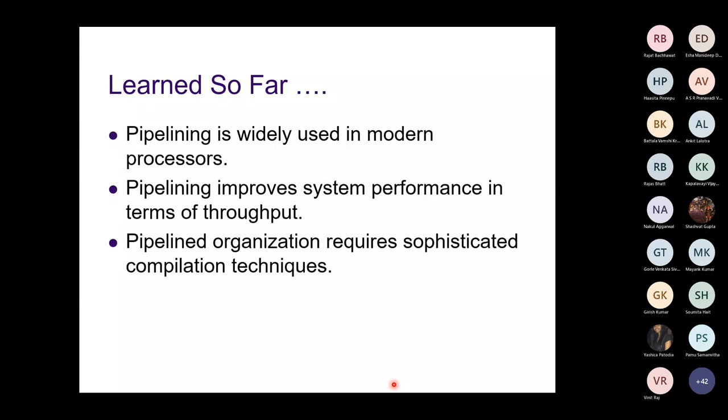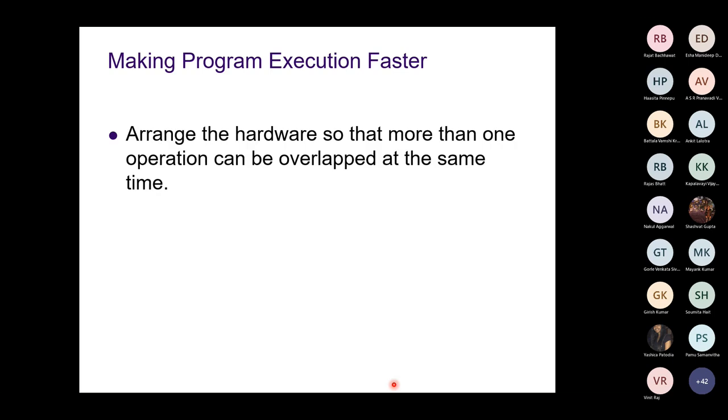So what you have learned so far is that single cycle implementation is infeasible, and pipelining is widely used in modern processors. It improves system performance in terms of throughput, but it does not reduce the latency. It does not speed up an individual instruction. It speeds up only the collective set of instructions. And it needs more sophisticated compilation techniques and so on.